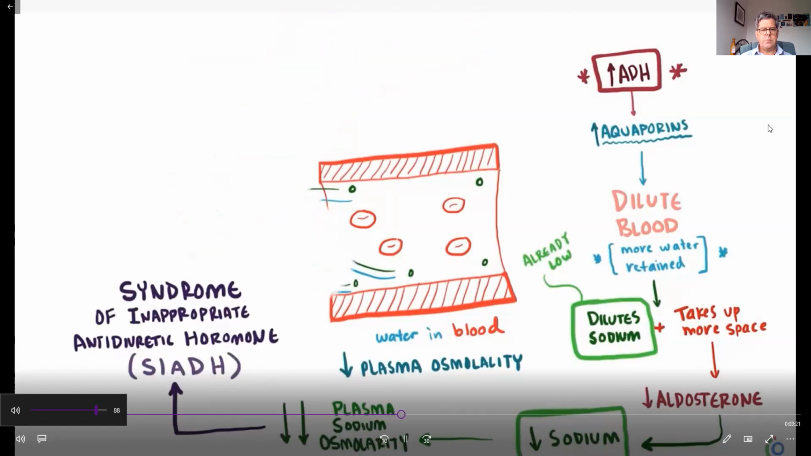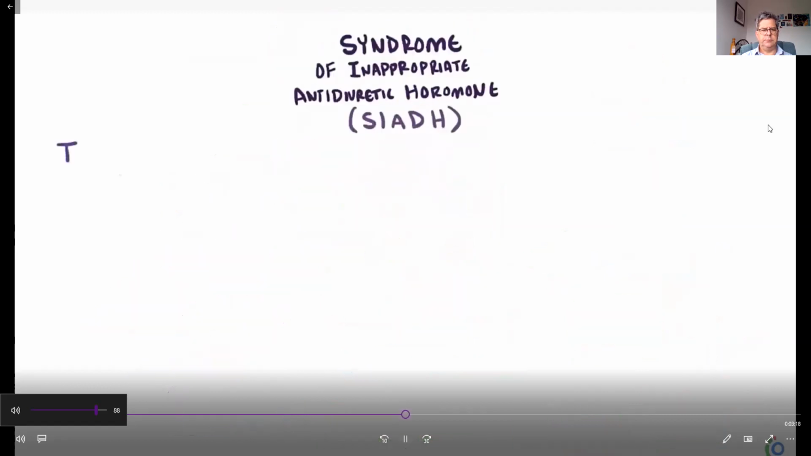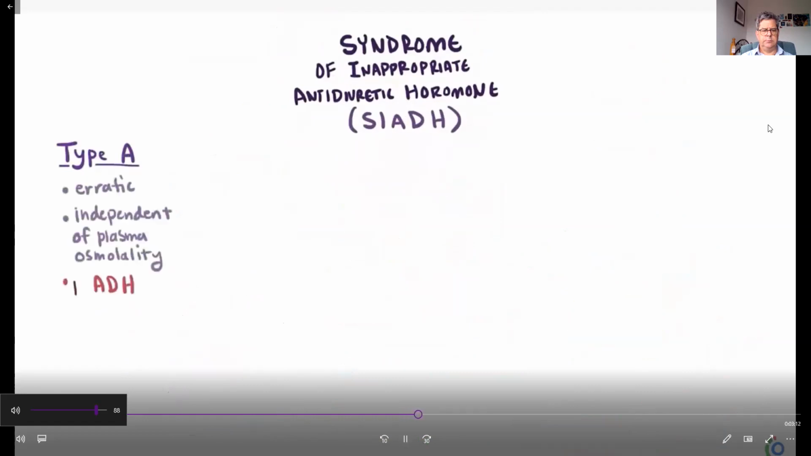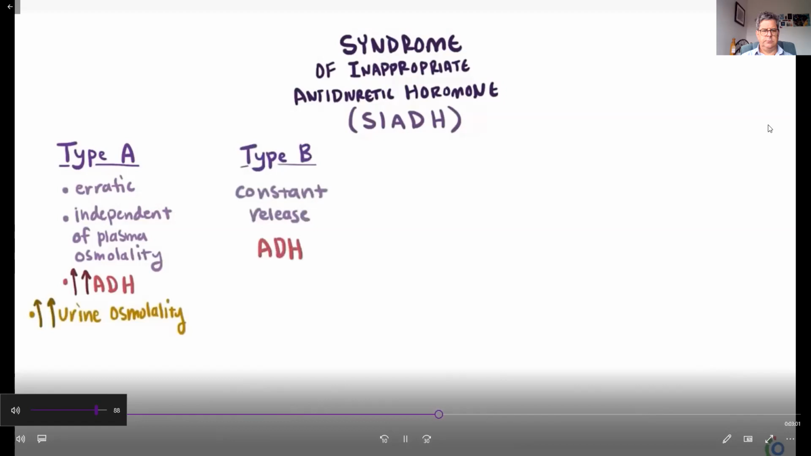There are 4 patterns of ADH release in people with SIADH. Type A is completely erratic and is independent of the plasma osmolality. ADH levels tend to be very high, so the maximum amount of fluid is retained, causing urine osmolality to be very high as well. Type B is a constant release of a moderate amount of ADH.